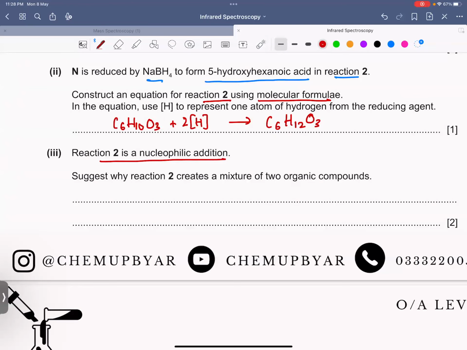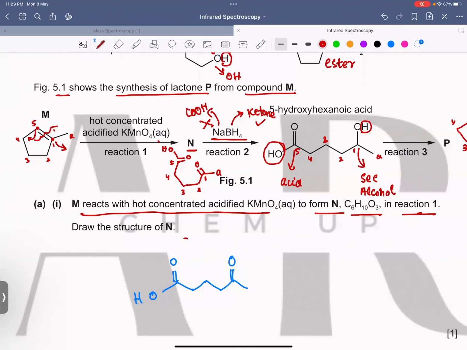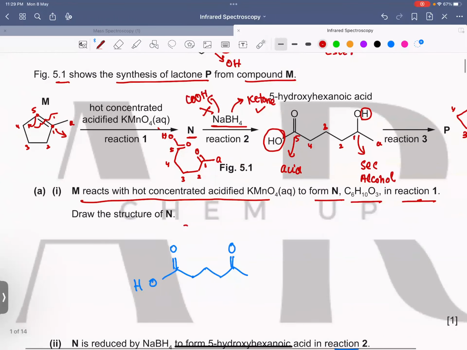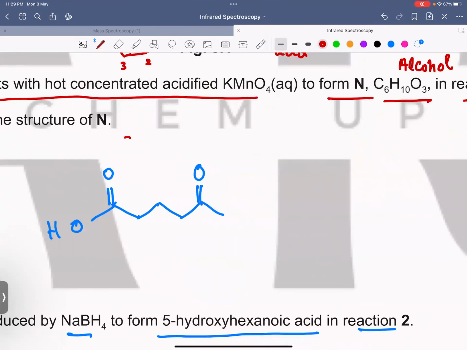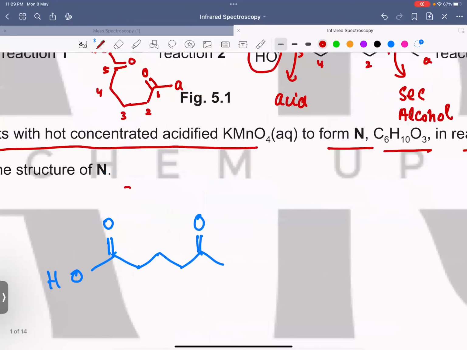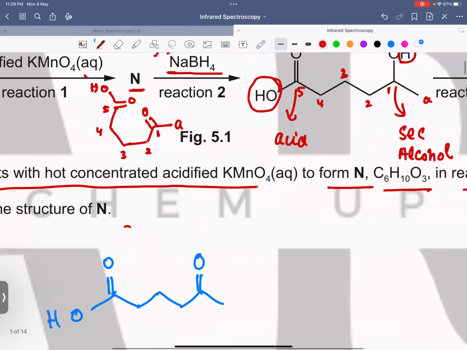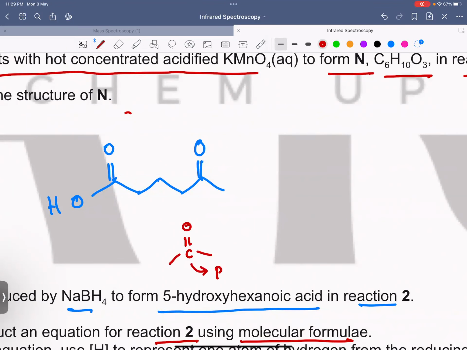Reaction 2 is a nucleophilic addition. So that's why reaction 2 creates a mixture of 2 organic compounds. In reaction 2, the double bond carbon is turning into a single bond carbon with OH. And if you look at the geometry of a carbon having a double bond, it's planar. So if it's planar, the group can attack from either side of the plane, due to which we can get the mixture of our 2 optical isomers over here.